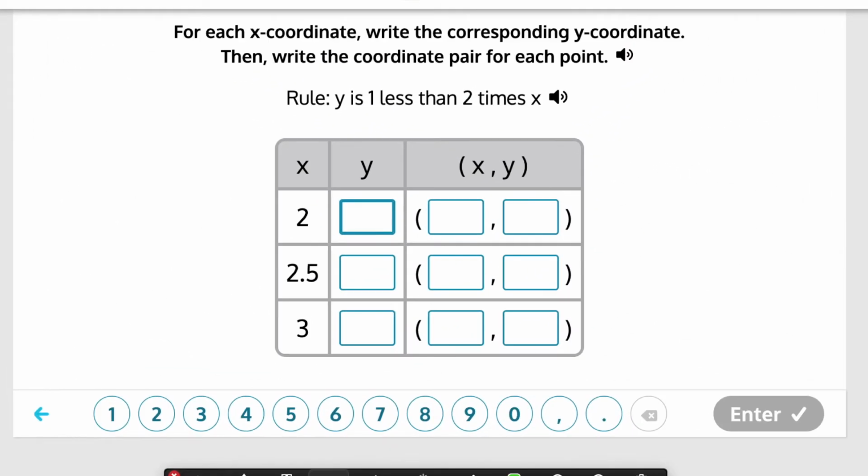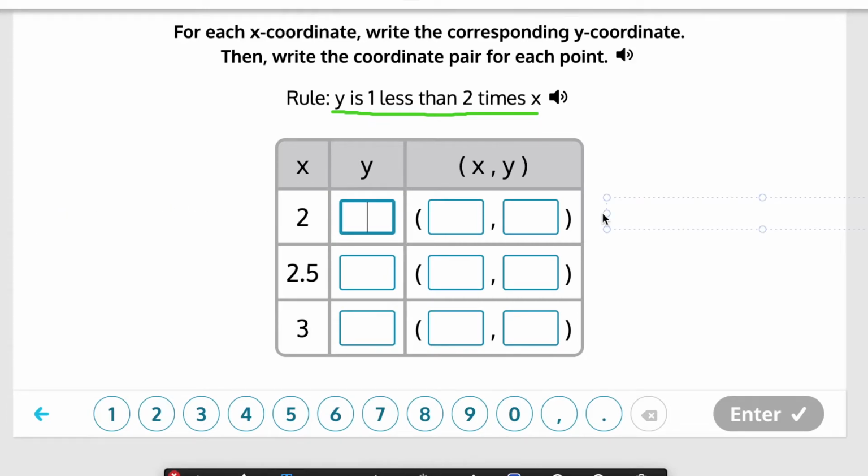All right, you guys, go ahead and work with a partner. You can pause the video to find the y-coordinates for this rule. Y is 1 less than 2 times x. Pause the video to find the y-coordinate and then write the coordinate pair for all these x-coordinates, for all these points.